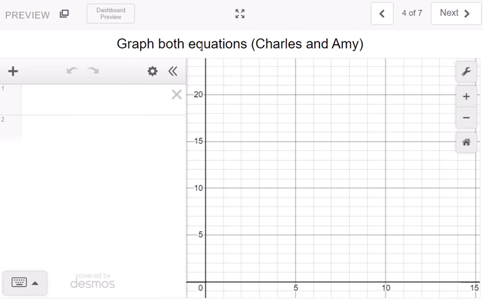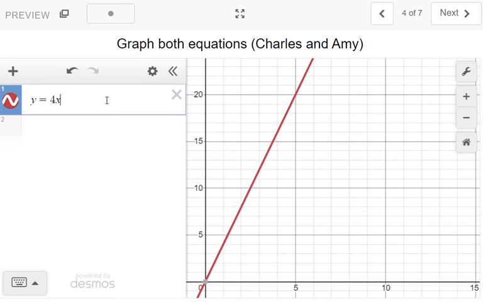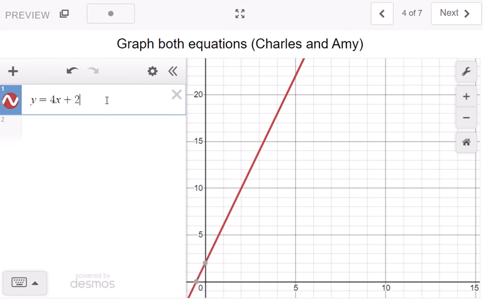On the next slide, I would like for you to graph both equations from the previous slide for Charles and Amy. If you were to do this, you could say Y equals 4x plus 2. You could do that, and that's great, and there's lots of values there. That is not the equation, though. But that's what I'm wanting to see, both of those equations graphed.